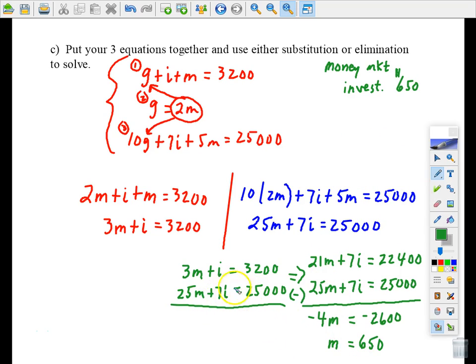All right, so it looks like the next investment amount I'm going to get is the income. And I'm just going to go back to this equation, and I'm going to let M be replaced with 650. So 3 times 650 plus I is 3,200. So if you have your calculator handy, you can multiply that out. 650 times 3 is 1950. So to get I, or the income fund amount, we're going to do 3,200 minus 1950. And that's 1,250.